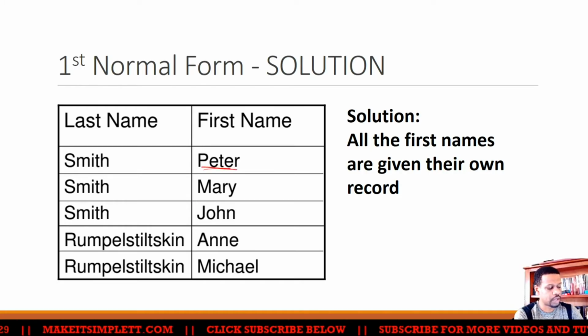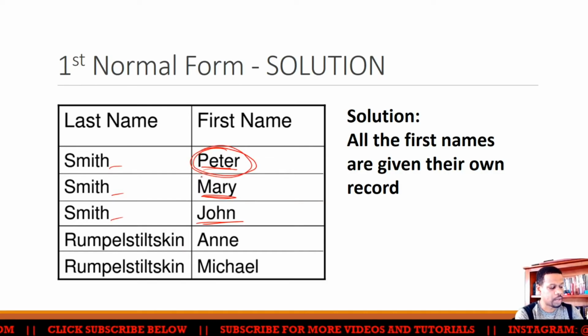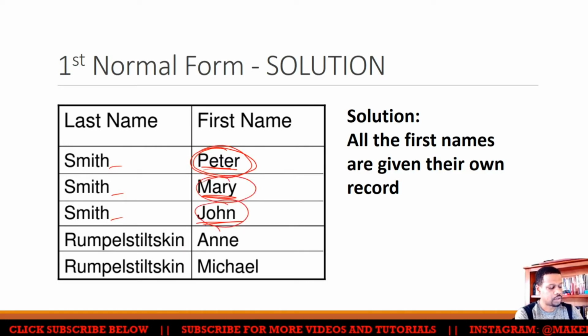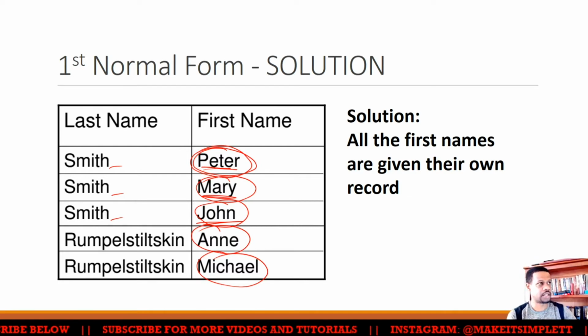So Peter will get its own record, Mary and John will get their own record, and then each one of them will have Smith there. Right? So they're all given their own record because this data has now become atomic. Once it becomes atomic, it means only that data fits in that field alone.